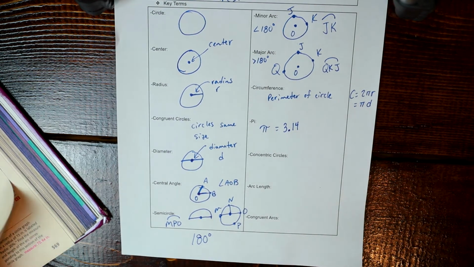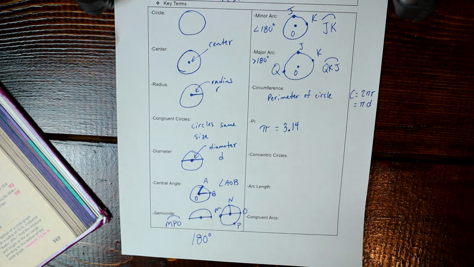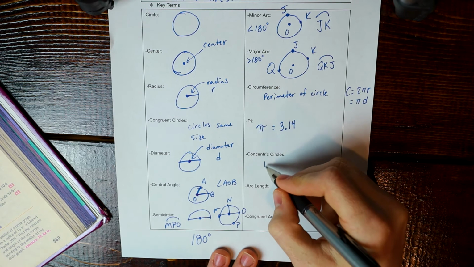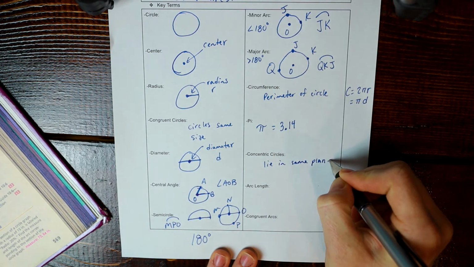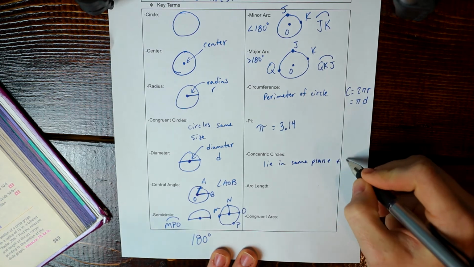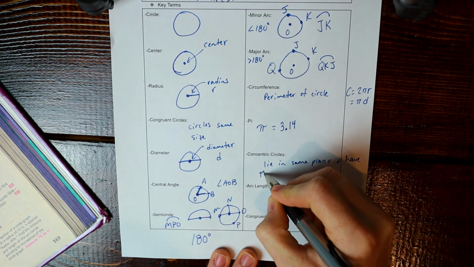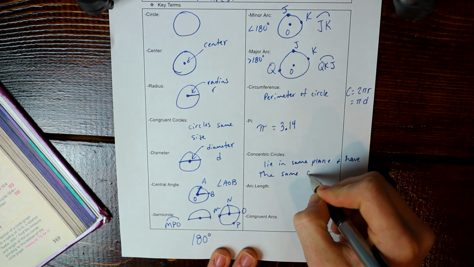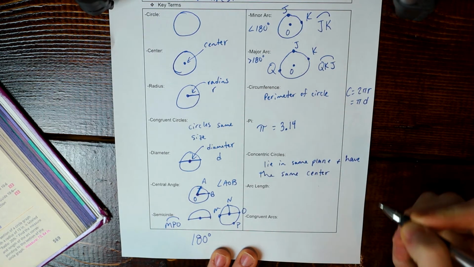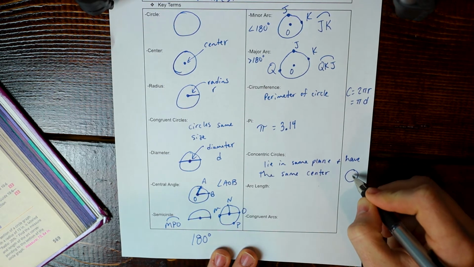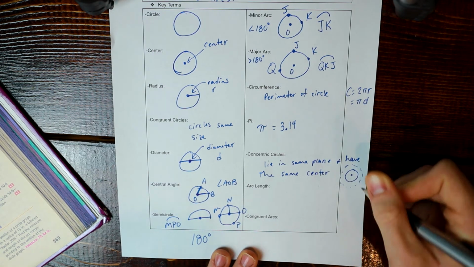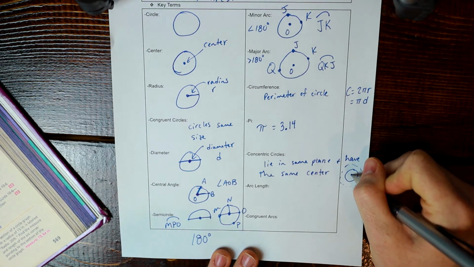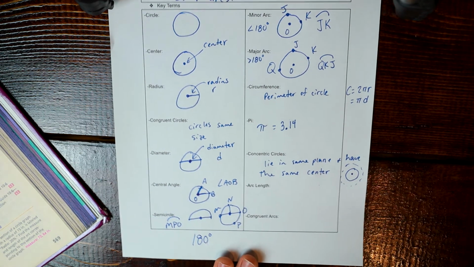I'm not really sure how much we'll use concentric circles, but they're circles that lie in the same plane and have the same center. So for instance, if you had this circle, and then you had another circle out here, they have the same center. These would be concentric circles.